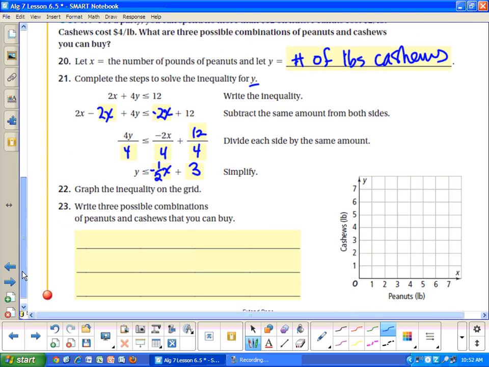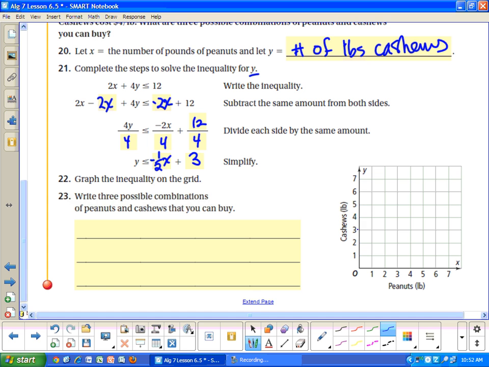And to graph that, we can use the y-intercept of 3, right there, and the slope of negative 1/2, which means I drop 1 for every 2. All right, and then we want a solid line because it's less than or equal to. And I really don't need my line to continue past because negative values just don't make sense here. I can shade my region under the line and above the x and the y-axis. So those are all my possible answers.